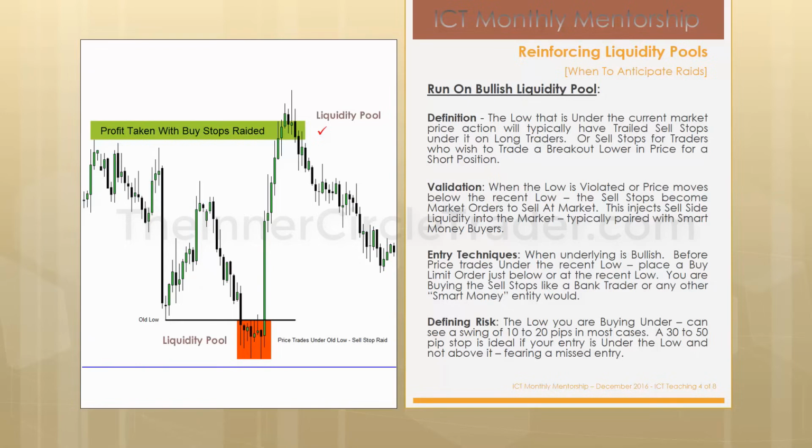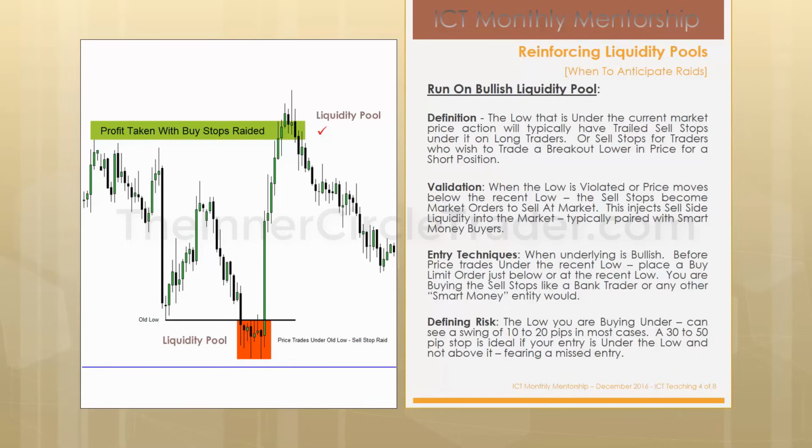So when do we anticipate these stop runs? Well, in this case here, this market was underlying bullish. It was the Kiwi, just so you know, it's a Kiwi dollar trade. And there was an old low there, and the market had a liquidity pool resting below the old low. The market trades below that old low and accumulates all those sell stops.